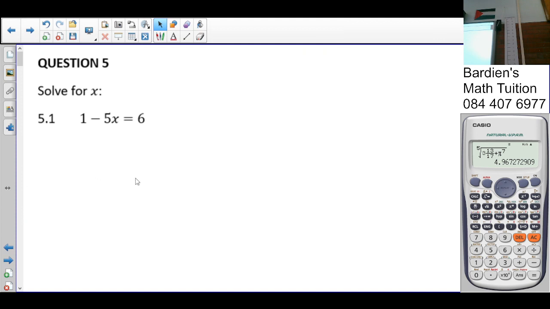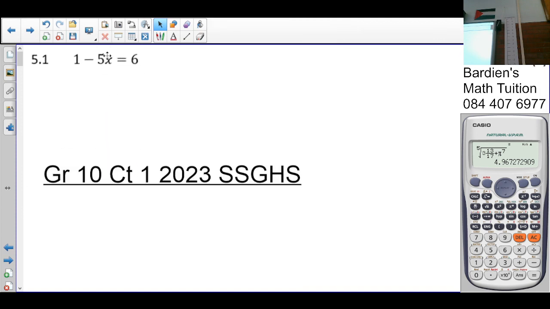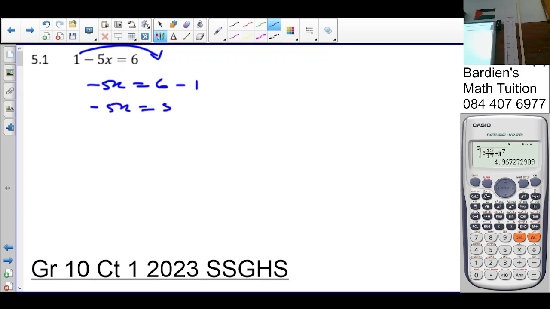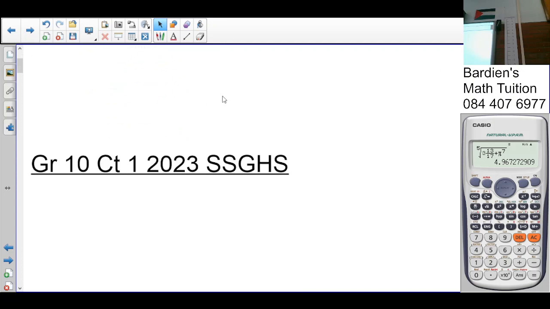People, question 5. Come now, settle down. Solve for x. So what do you do first? You take that 1 over. It becomes negative 5x is equal to 6 minus 1. So it's negative 5x equals 5, since 6 minus 1 is 5. Divide by negative 5 both sides. The answer is negative 1.